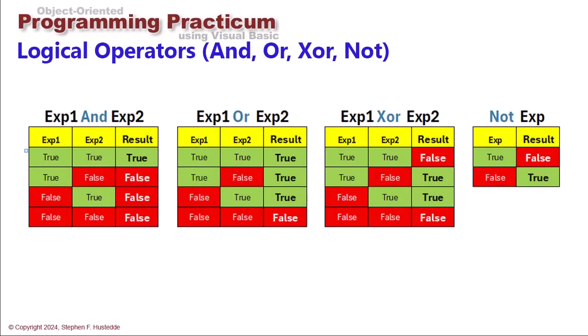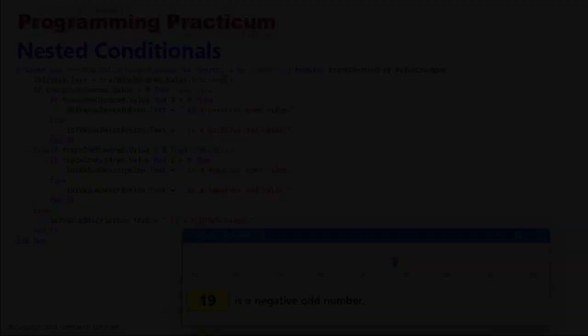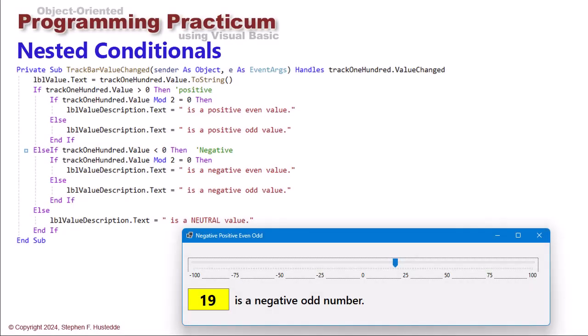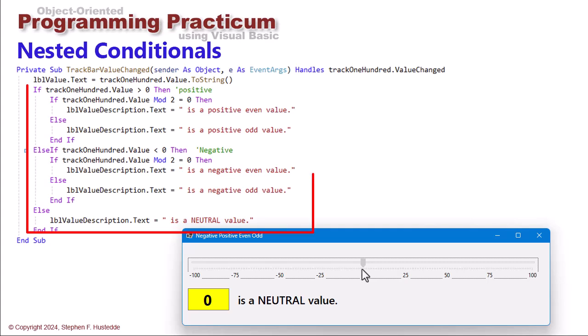And then finally, here's a summary of those truth tables of the four different logical operators. You'll recall in the previous lesson, we talked about nested conditionals, and I demonstrated this application with the track bar. We're showing the positive odd, positive even, negative odd, and negative even numbers, as well as neutral and the zero. And we use nested conditionals inside the if and else forks to accomplish that. So our outer conditional looked at positive or negative, and the inner conditionals looked at either odd or even. Well, let's look at how we could rewrite that using logical operators.